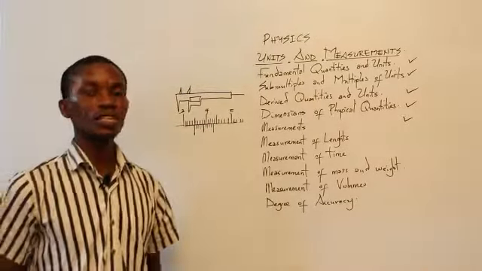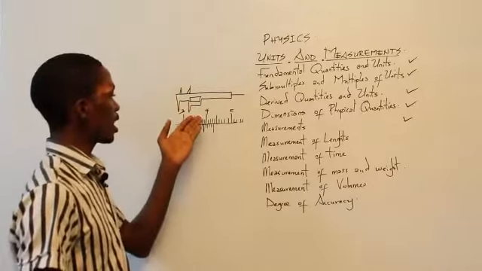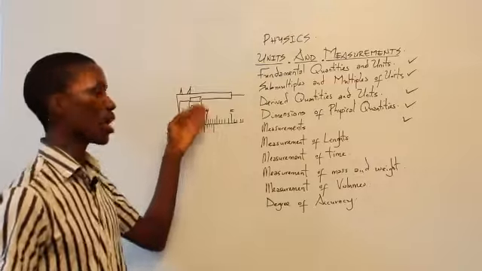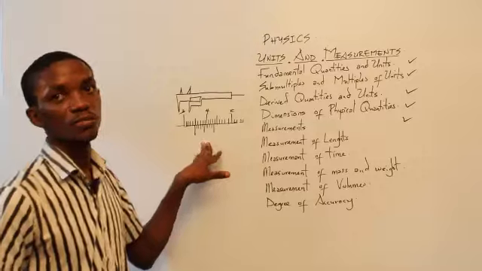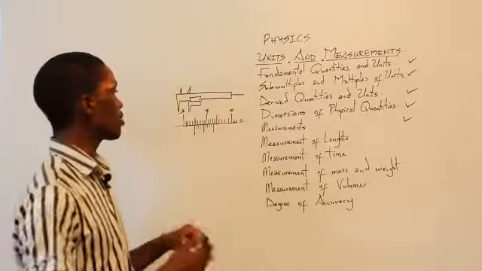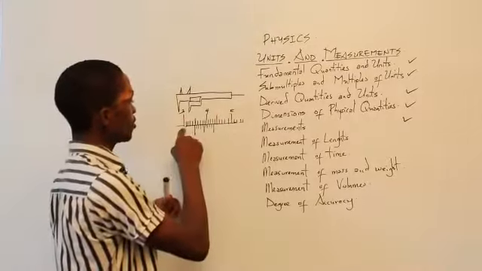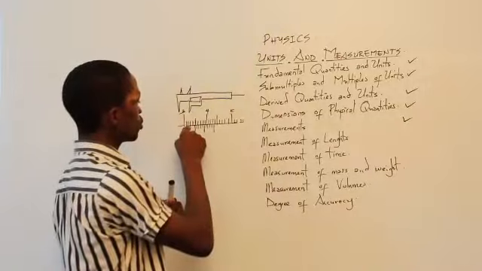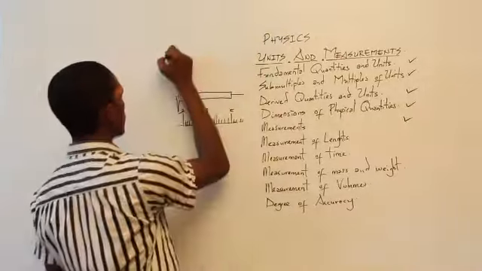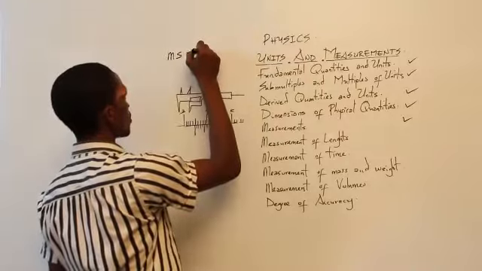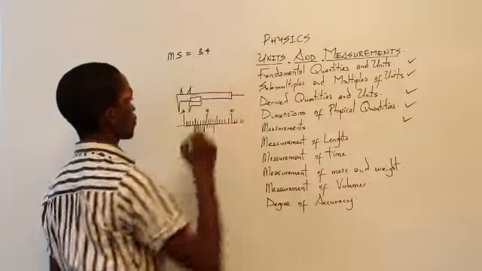So the first reading you take is your main scale reading, and whatever answer you get there, you add it to your vernier scale reading. Your main scale reading, from this one, we have our main scale reading to be 3.4.